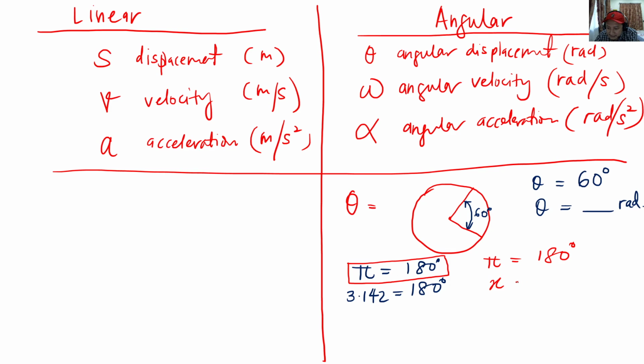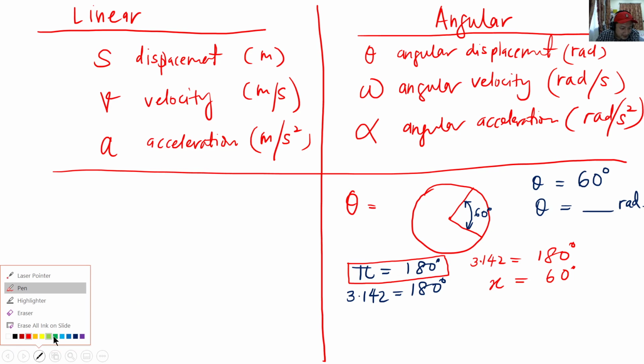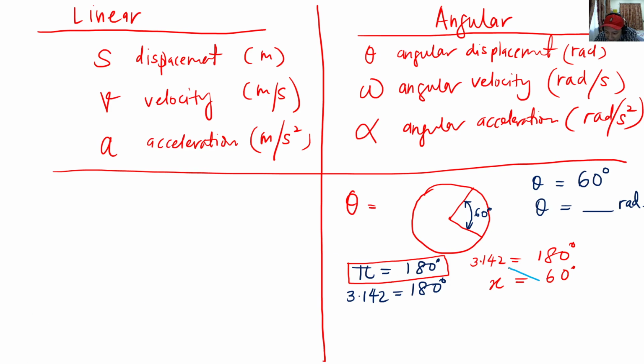X is equal to 60 degrees. It's either pi or 3.142. So just use this conversion. So what you do next, you can cross multiply. Okay, cross multiply. So it becomes 60 times 3.142 equals 180x. So now x becomes, what do you get now?